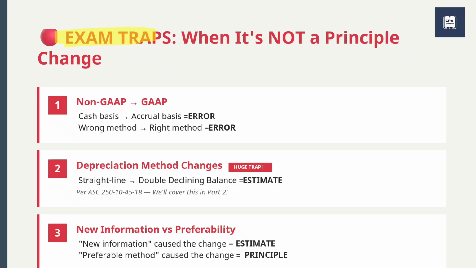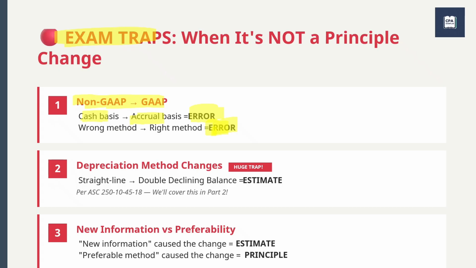Number one is non-GAAP to GAAP. If you see a question that says they are switching from a non-GAAP method to a GAAP method, this is not a principal change. It is an error. Many see examples like a change from the cash basis to the accrual basis, think it is a principal change, and make calculations for retained earnings. They don't get any points there.